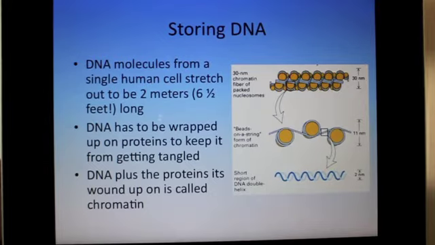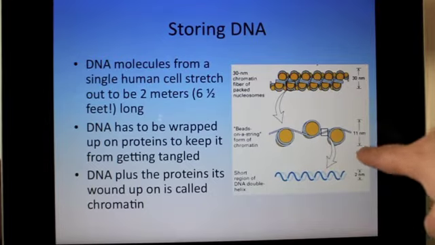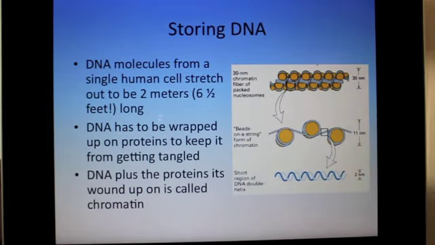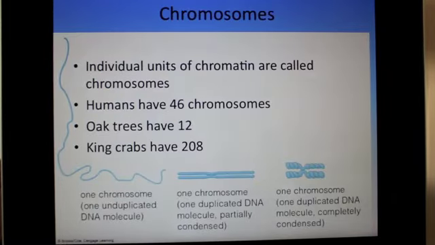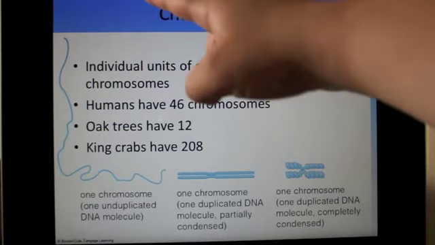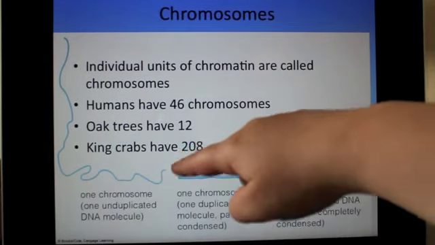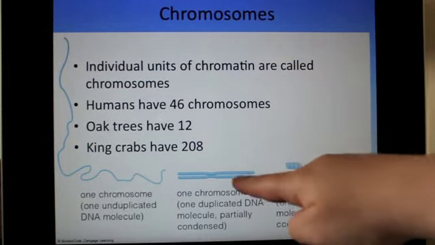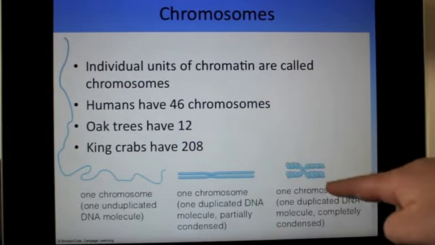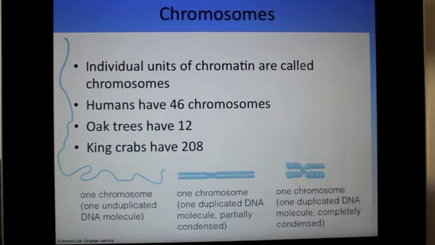So the DNA gets carefully wound up on proteins. The DNA plus the proteins it's wound up on is called chromatin. And this is a word you'll see many times in this course, chromatin. So individual units of chromatin are called chromosomes. Humans have 46 chromosomes, and one chromosome that's all spread out and being used looks like just a string. When it gets condensed, it starts to look like an X, and here it looks like more of a twisty X. That's kind of what you'd be familiar with from previous biology classes.